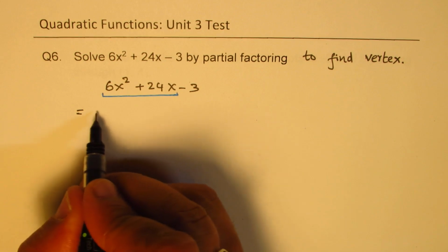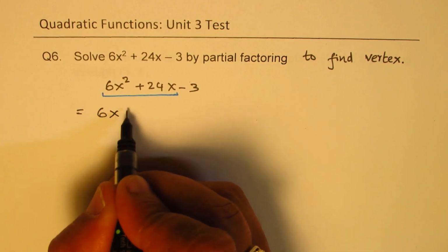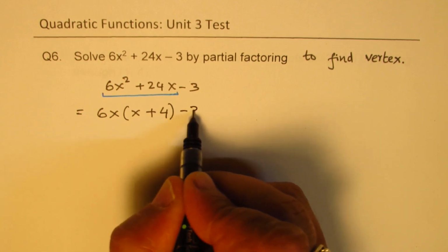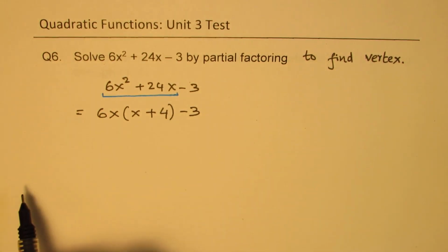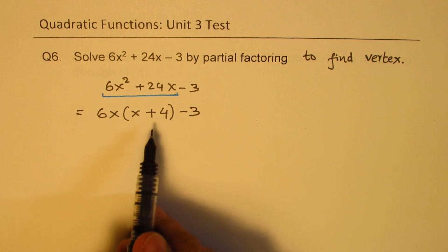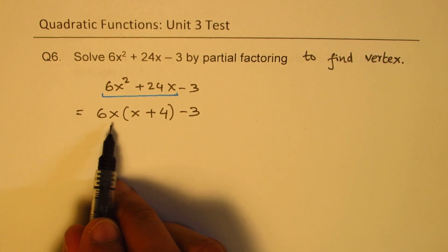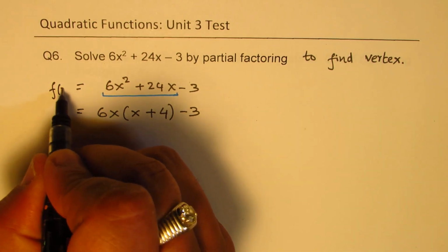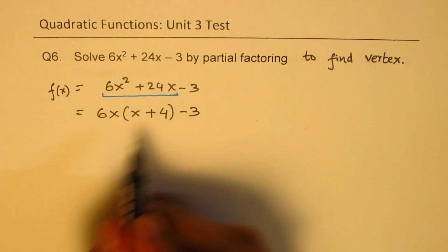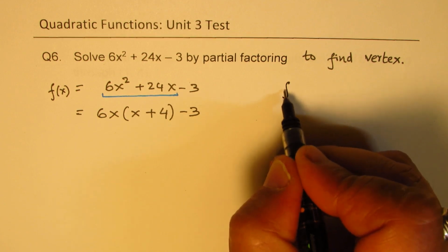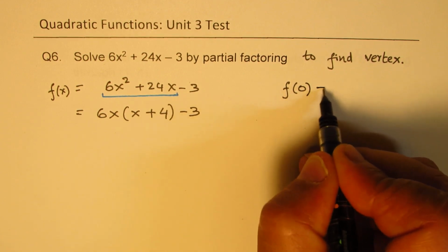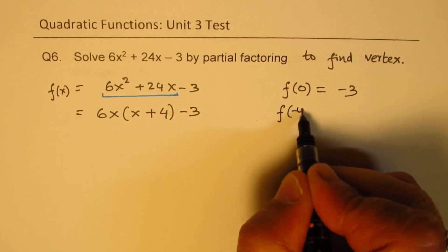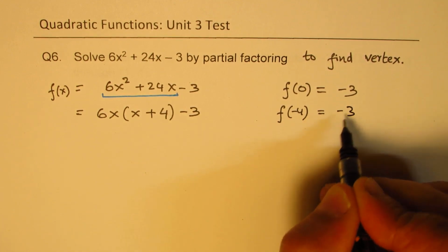So amongst these two, we have 6 and x as common. So we get 6x (x plus 4) minus 3, right? So that is how we could partially factor it. That really tells you that, let's say this is a function f of x, at x equals 0, f of 0 is equal to minus 3, and f of minus 4 is also equal to minus 3, right?